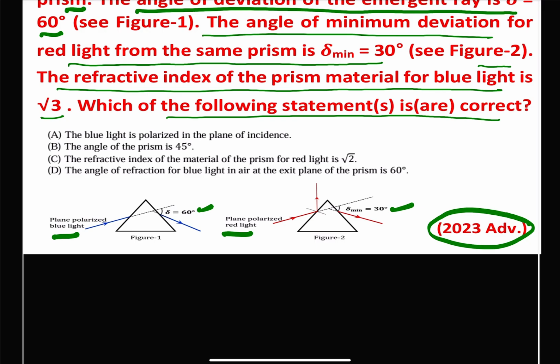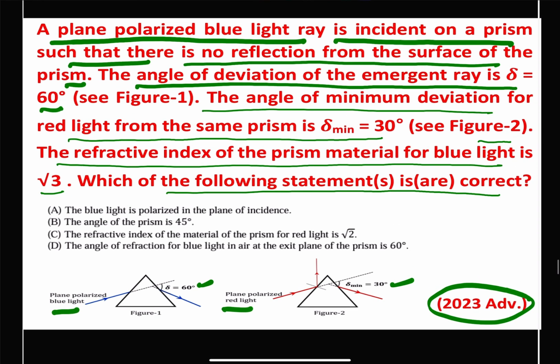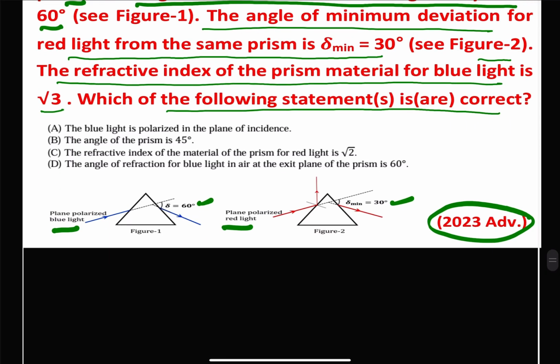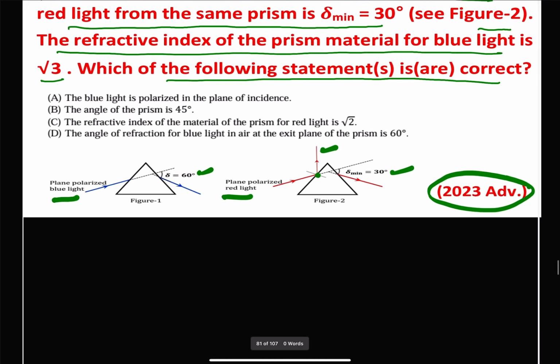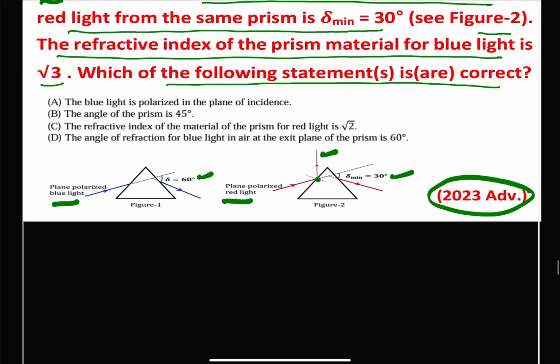And in case of blue, there is no reflection. So everything is transmitted through the prism, whereas in case of red we can see there is a reflected ray also from one of the faces of the prism. So in case of blue light, it says that there is no reflection. So it means the light is going to strike at an angle, and that particular angle is called the Brewster angle.